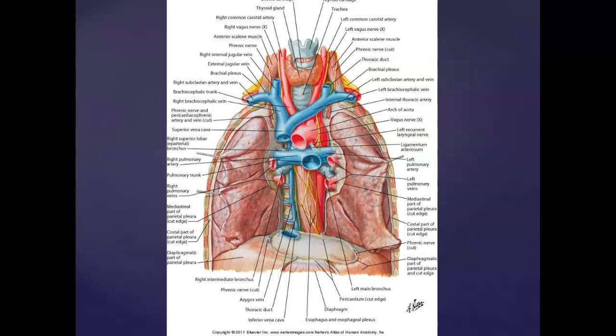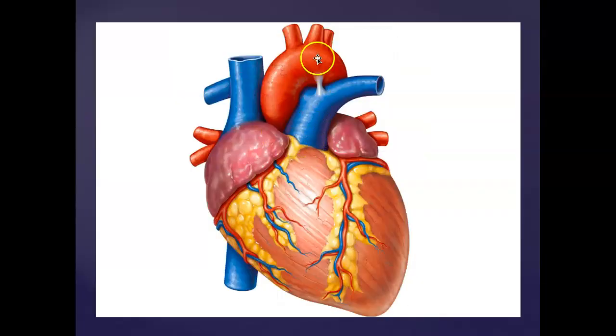as it comes down. On the left side, though, the left common carotid just comes straight off of the aorta. The arch of the aorta goes right up, and the left common carotid and the left subclavian come straight off of the arch of the aorta as well. Okay.